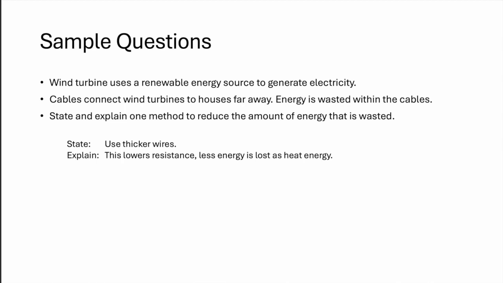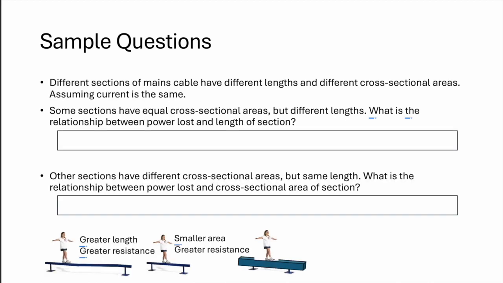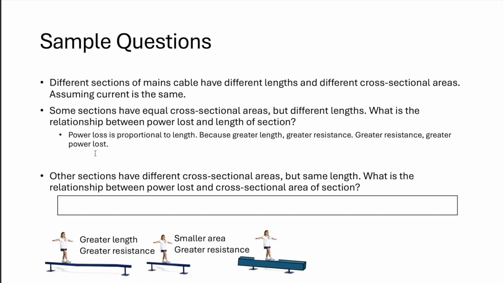Okay, last one. Different sections of mains cable have different lengths and different cross-sectional areas. The current is the same in all sections. Some sections have equal areas but different lengths. State the relationship for power loss in these sections. Resistance is proportional to length, and power loss is proportional to resistance. Therefore, power loss is proportional to length. If the wire is longer, more power is going to be lost.